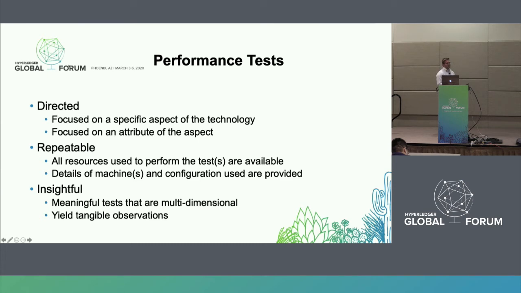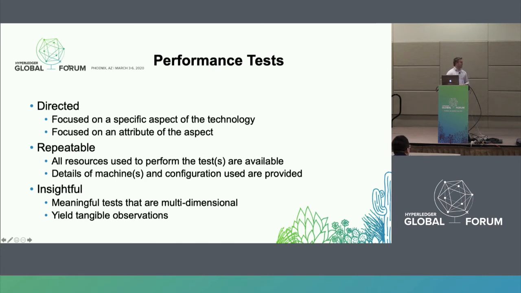More importantly, they need to be repeatable. So if you're publishing some results, then they need to be repeatable by somebody else. So you need to list the resources used to perform the tests, details of the machines, the configurations. If you're saying, hey guys, I ran this test, this is what I saw, it's like, well, okay, what did you run it on? And what did you run? So we're talking here about making available your test definition with the test libraries and the systems you're running on, as well as the network definition.